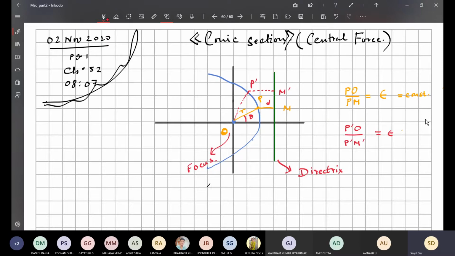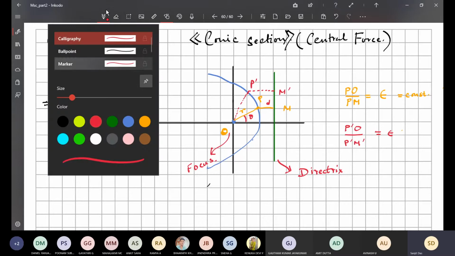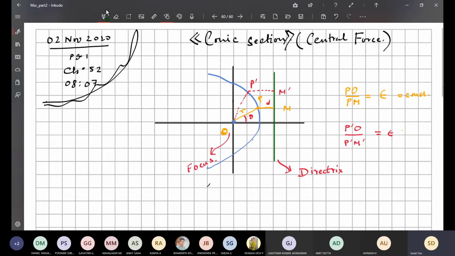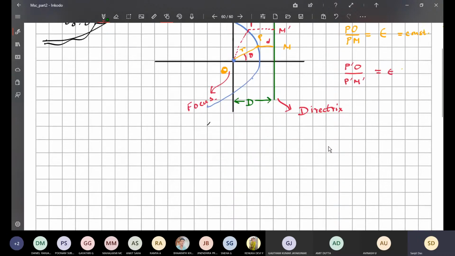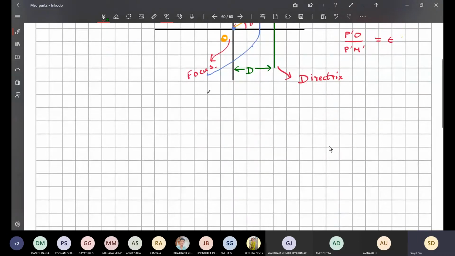And this distance from the directrix, perpendicular to the y, I will also keep as a constant. Okay, keep it as a constant. Then I will call that capital D. This is capital D. If I keep all these things, the general equation in polar coordinates I can write.